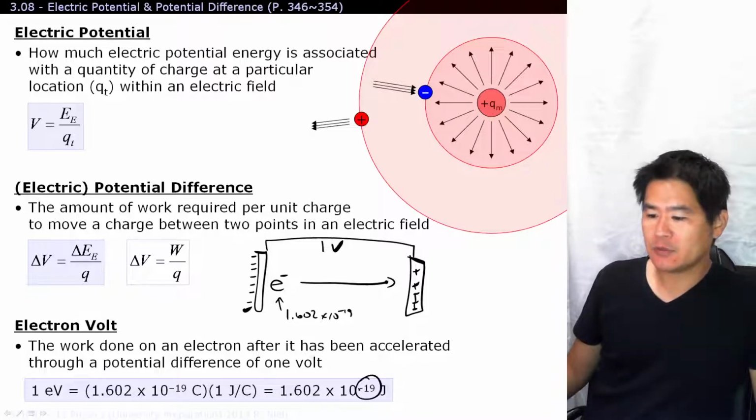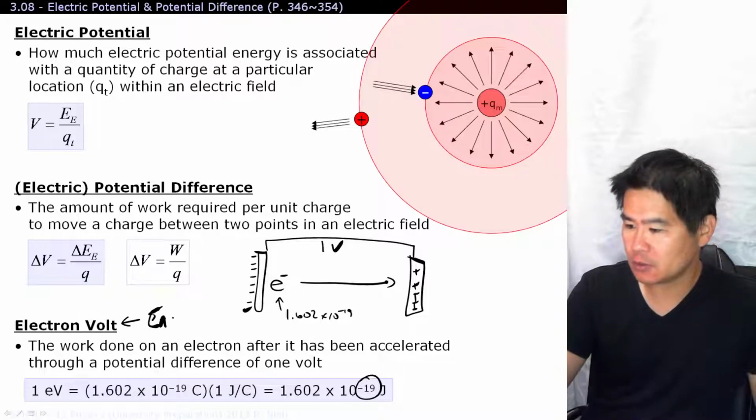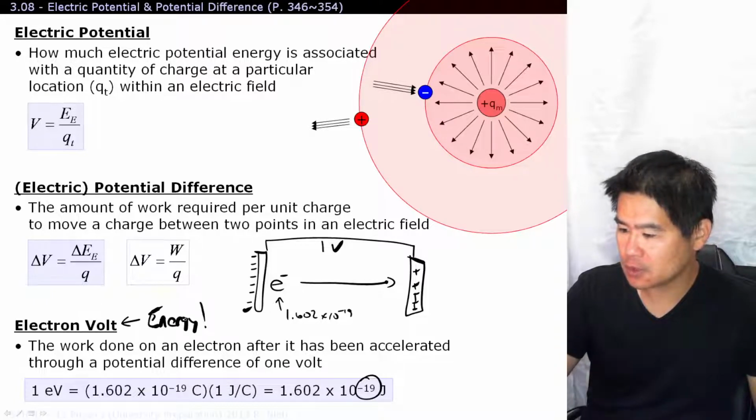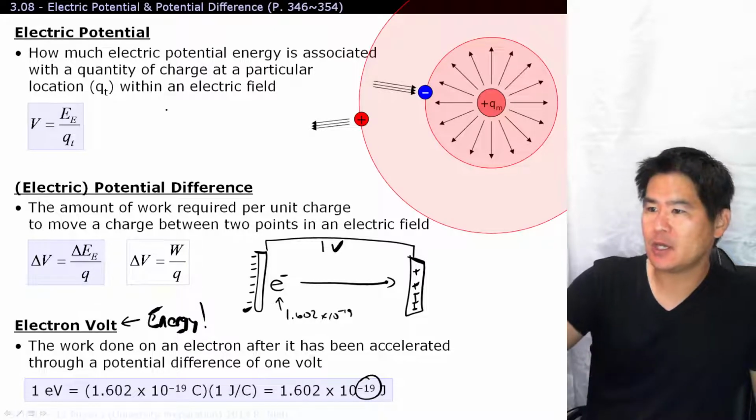Okay, so electron volt is a measurement, not a voltage, it's a measurement of energy. Okay, it's a common mistake many students make. They think it's a volt. No. Volt, again, is how much energy there is per quantity of charge.